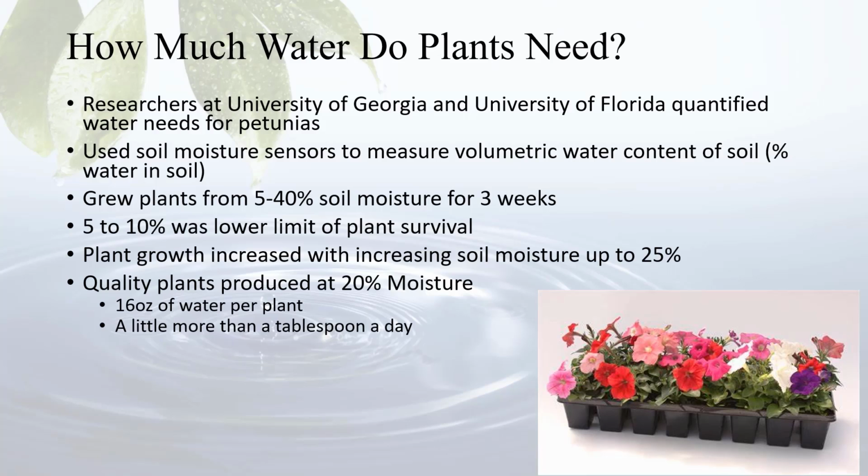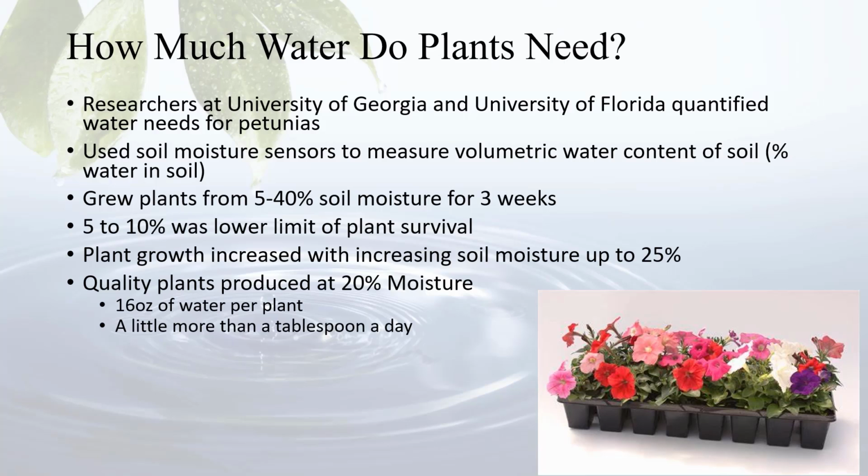And they grew plants at these different soil moisture levels for 3 weeks, right? They grew plants ranging from 5 to 40% soil moisture. And what they found was that 5 to 10% was the lower limit of plant survival. So our plants needed at least 5 to 10% soil moisture while they were growing.